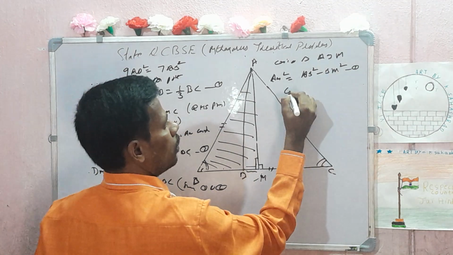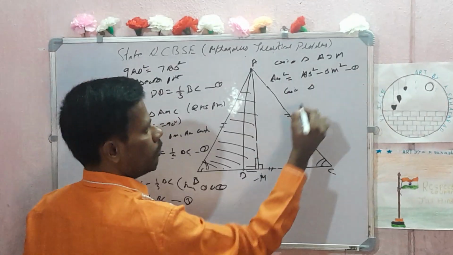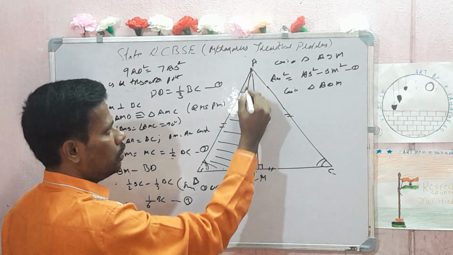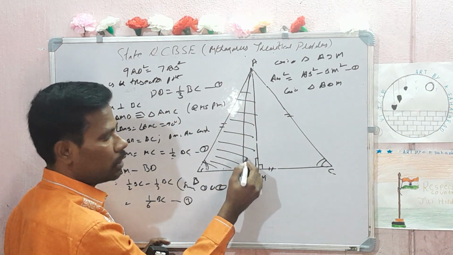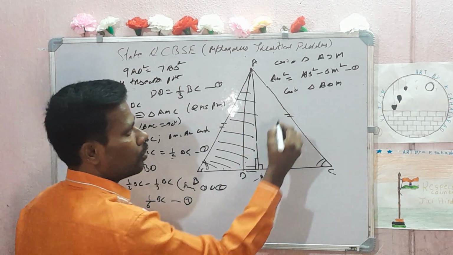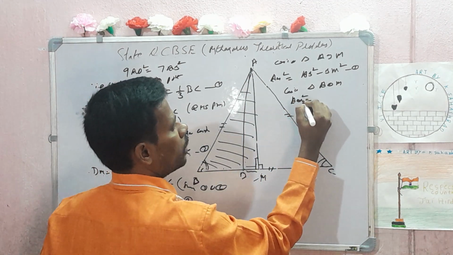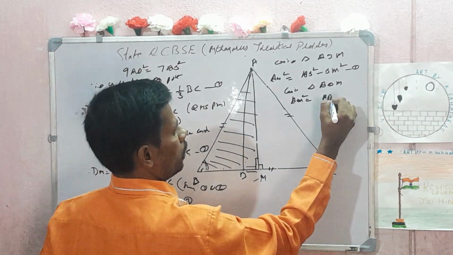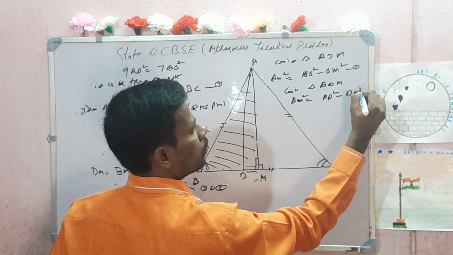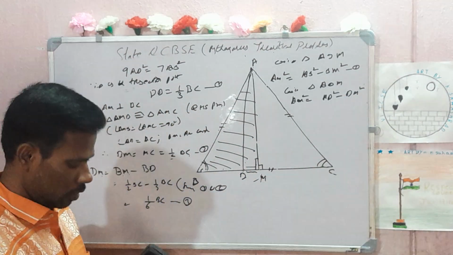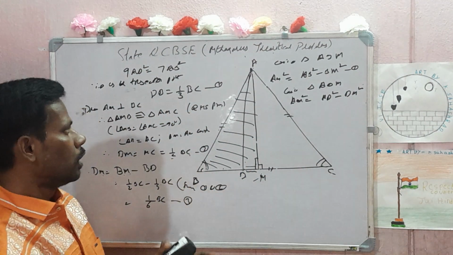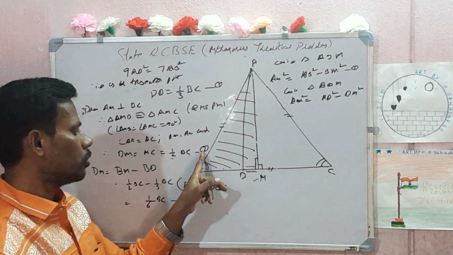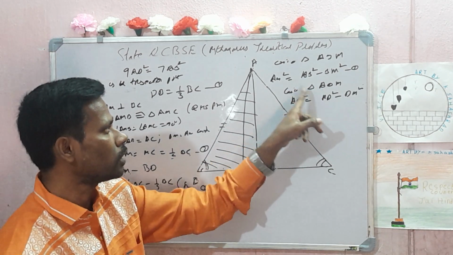Mark this as 1. Now consider triangle ADM. How will you get this? AM square is equal to hypotenuse square minus this square, AD square minus DM square. Once again I will explain. In this triangle, AD is the hypotenuse, so hypotenuse square minus DM square. That is what I did.